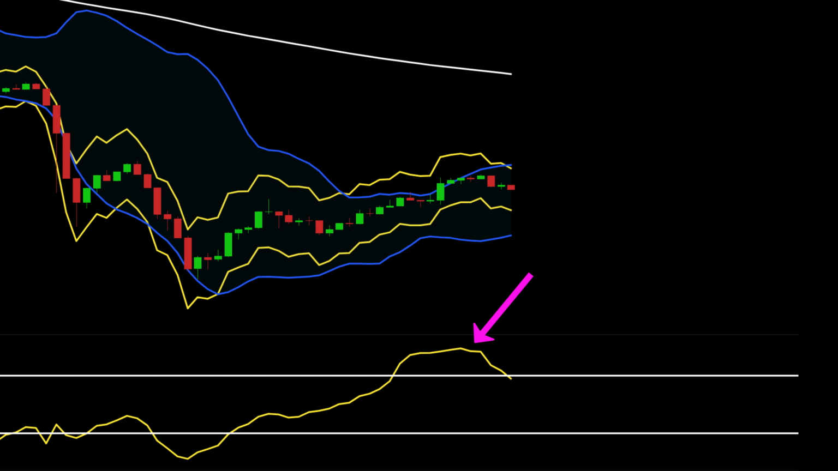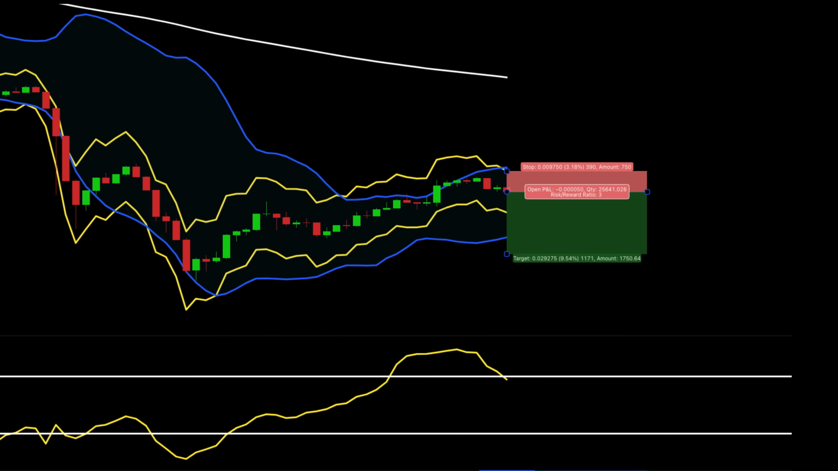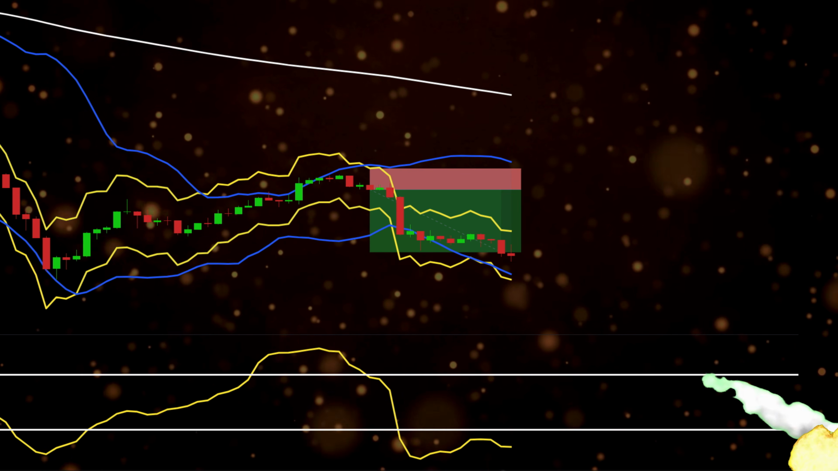Finally, the KDJ indicator goes above and then back below the 80 line and is not below the 20 line at the bottom. This is our trigger candle. The stop is placed at the top ATR band and the target is 3 times risk. And the final example hits the target.